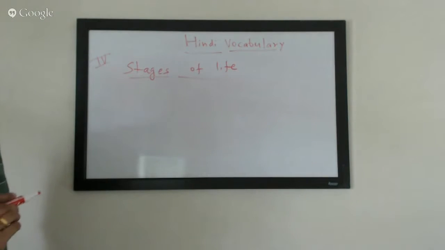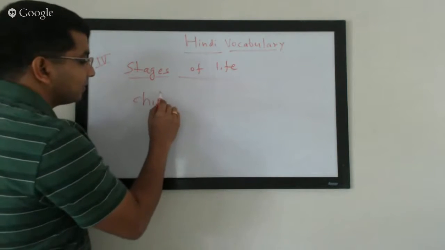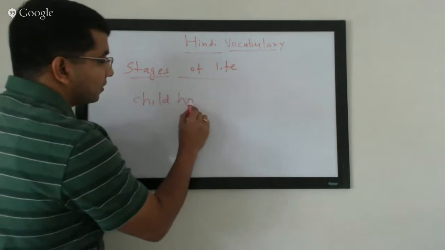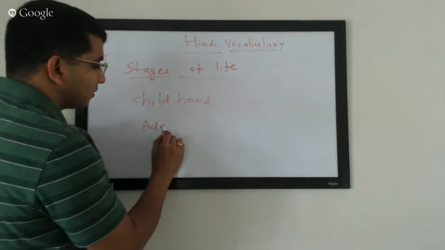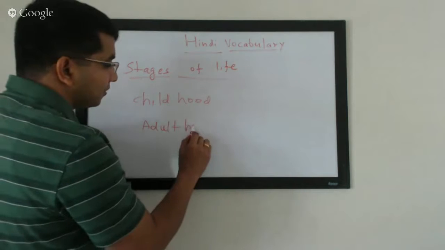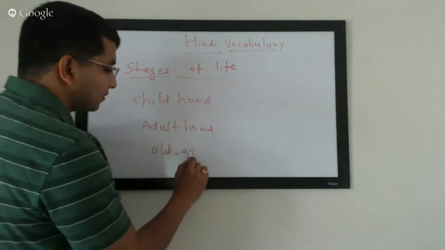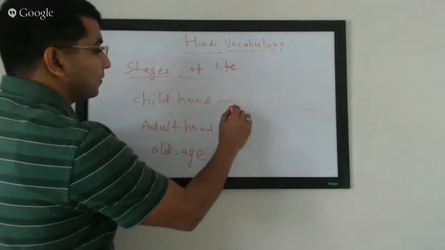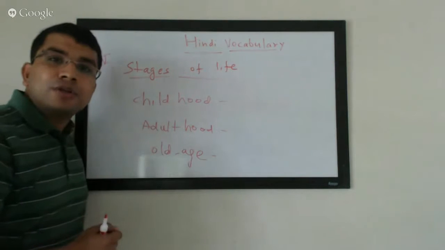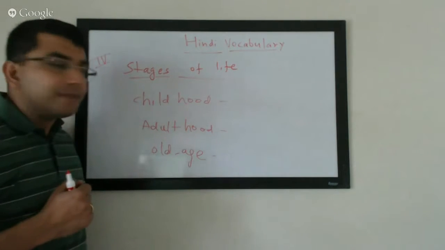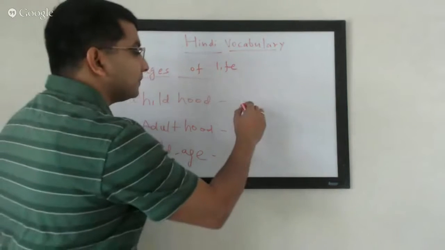There are three stages that are covered in this song: childhood, adulthood, and old age. So what I'm going to do is give you the Hindi word for each of them. Right. The first one we have is bachpan.